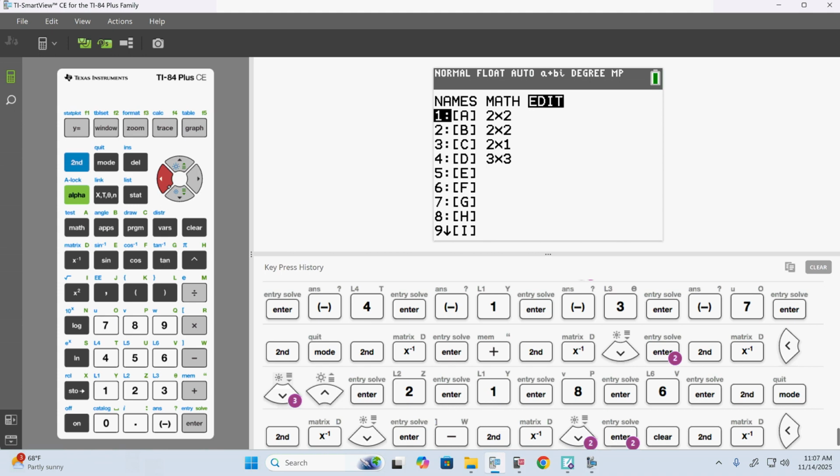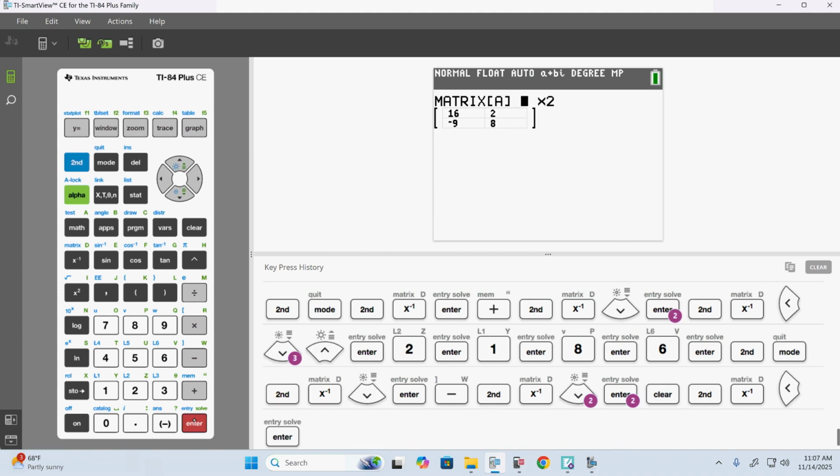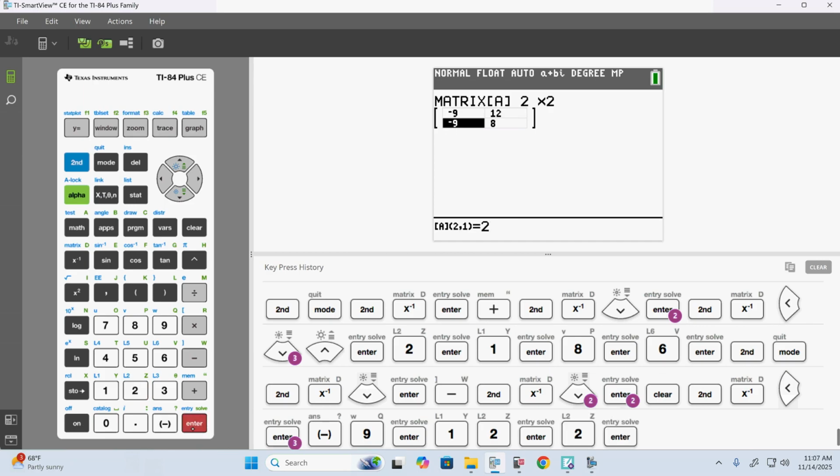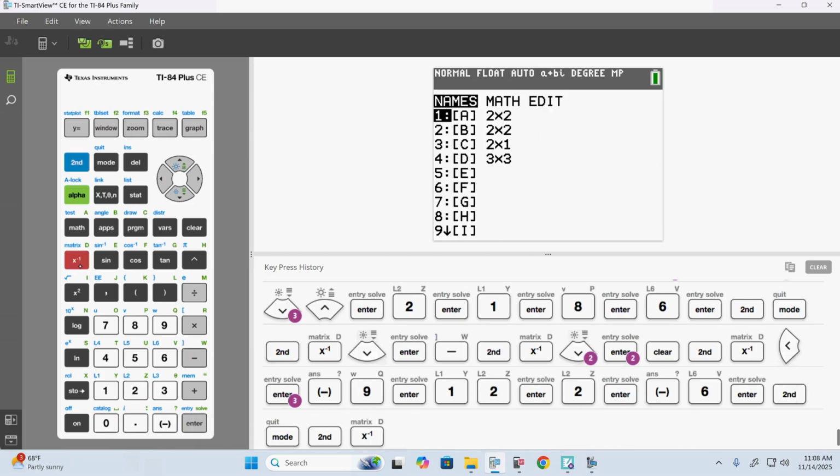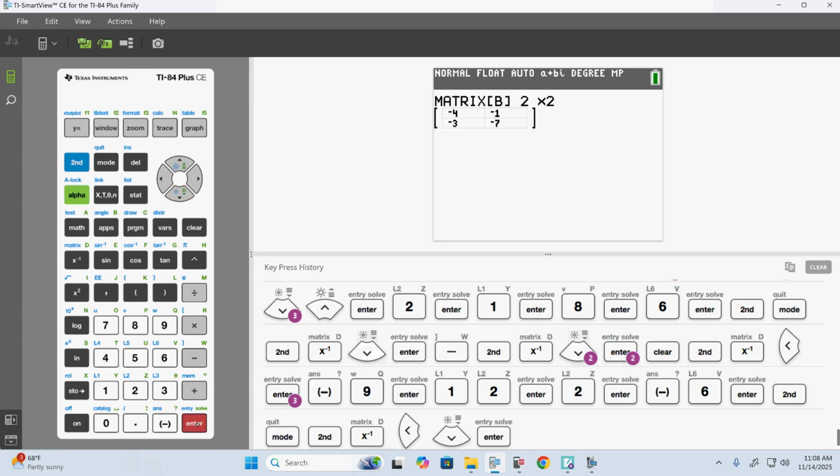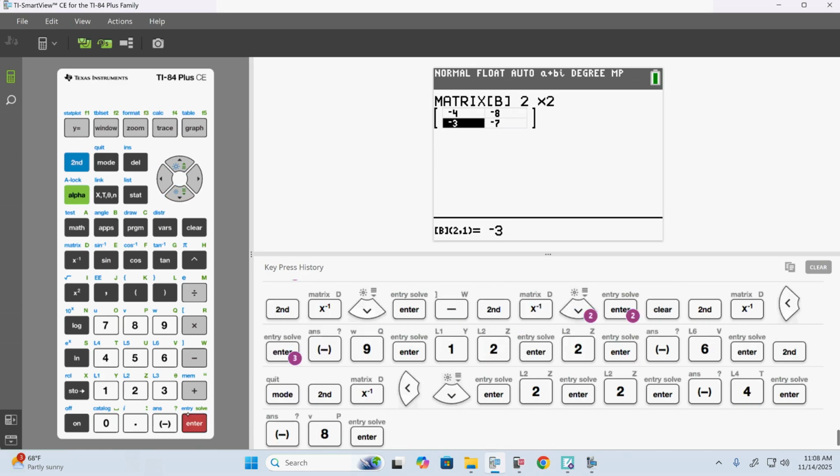Now to type these in, we're going to have to type A in as a 2 by 2. Negative 9, 12, 2, negative 6. Second quit, second matrix. Over to B, which is also a 2 by 2. Negative 4, negative 8, 2, negative 3.